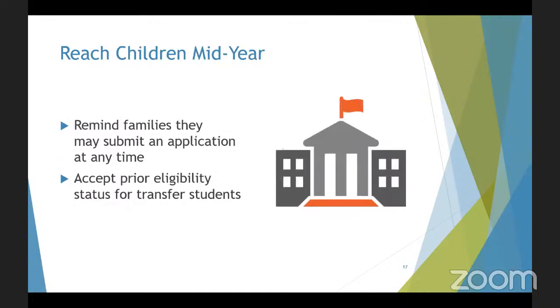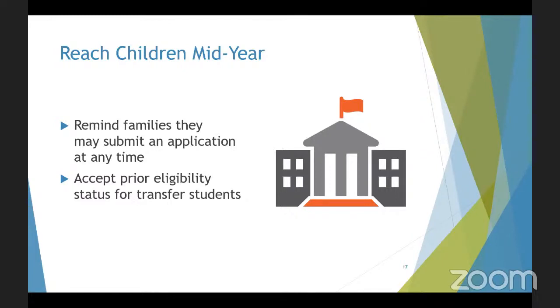Reach children mid-year. SAUs can help remind families that applications for free or reduced meals can be submitted at any time during the school year. This is especially important for families who may have experienced a change in eligibility status due to financial setback. Many low-income families lack sufficient savings, making them vulnerable to financial emergencies such as a job loss. USDA requires schools to make applications available at any time during the school year, but you should actively remind families that they can apply at any time.